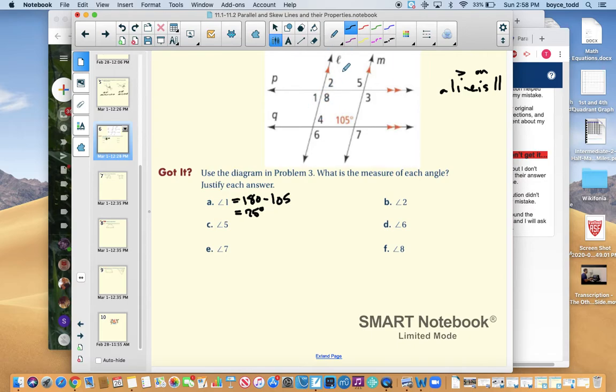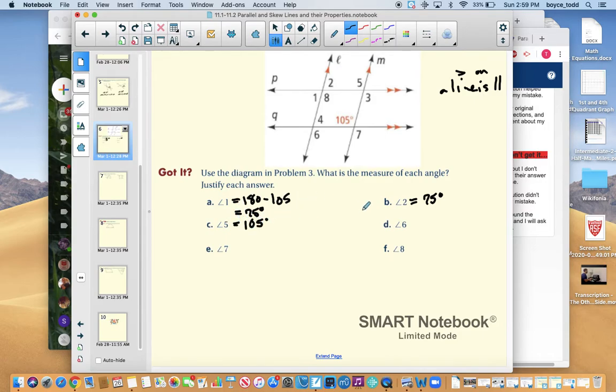So let's look at angle 2. Angle 2 is the opposite angle of angle 1, so that's congruent, so that's 75 degrees as well. Angle 5 is congruent to this angle right here, our 105, because they're corresponding angles, so that one's going to be 105. So now we know that one.